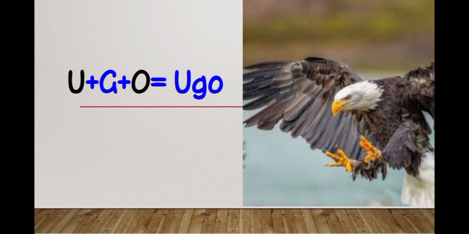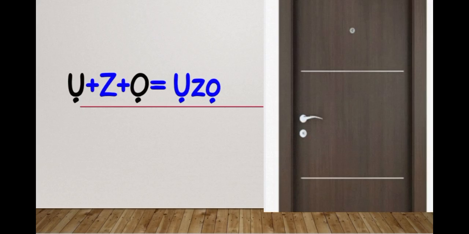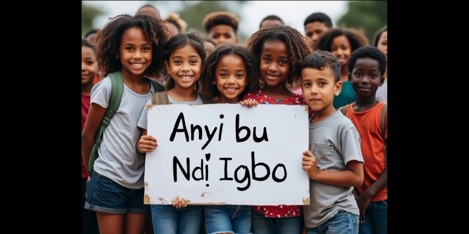Na nke ikpeazụ, the last one is the vowel ụzọ. Ụzọ. It means door. Ụzọ. I have otu esi asụpe.